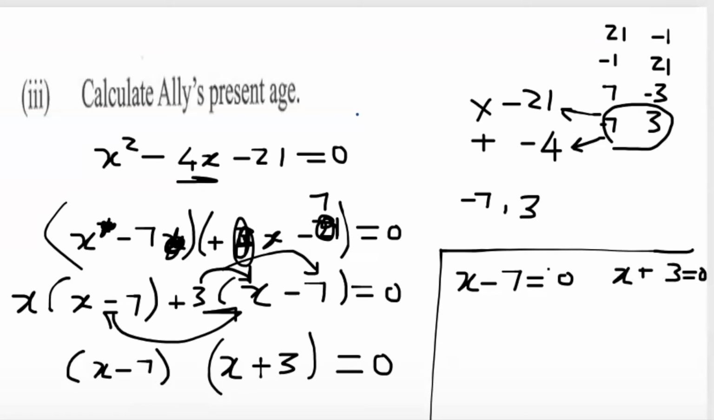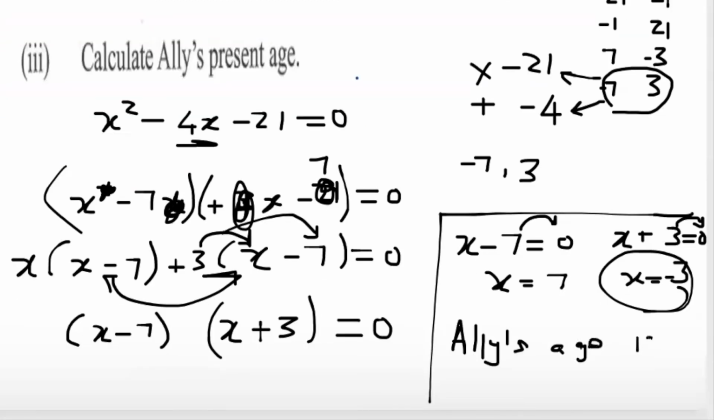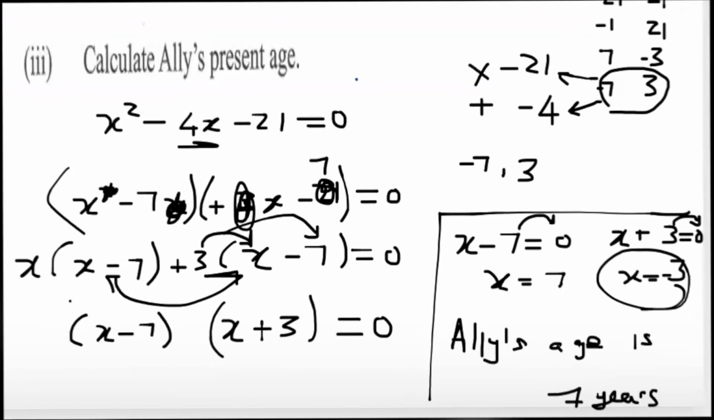So solving, we carry the 7 over. So x is equal to positive 7, and carry the 3 over. So we have x is equal to negative 3. However, an age cannot be negative. So it means that Ali's age is 7. So she is 7 years old. That's it.